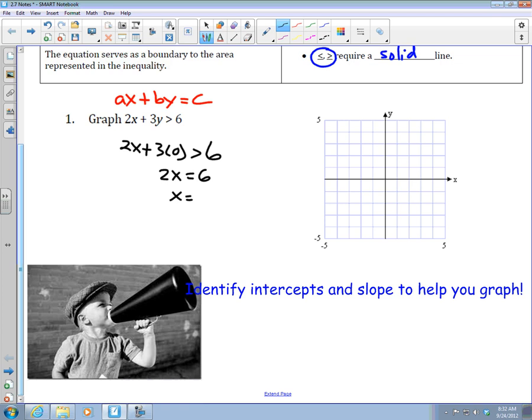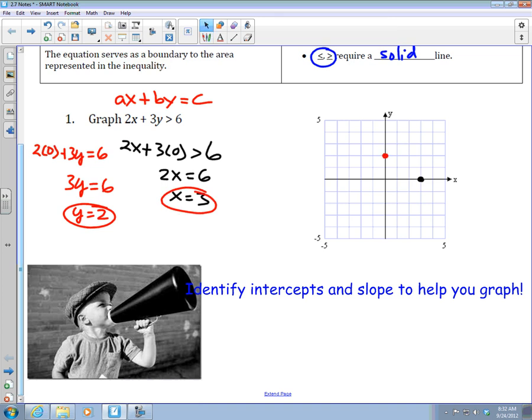My x-intercept is 3. So I'm going to put a point at x equals 3 right there. Do the same thing for the y-intercept. You're going to plug in 0 for x, so 2 times 0 plus 3y, we'll say just equals 6. That means 3y equals 6. Divide both sides by 3 and y equals 2. So there's our y-intercept, our x-intercept. Put my y-intercept right here. Going back to the original equation, 2x plus 3y is greater than 6. This is a dotted line. Looks something like that.